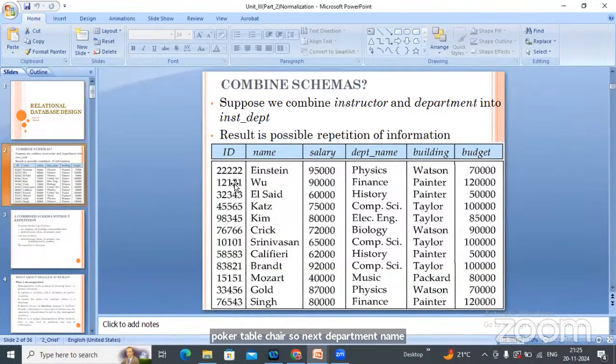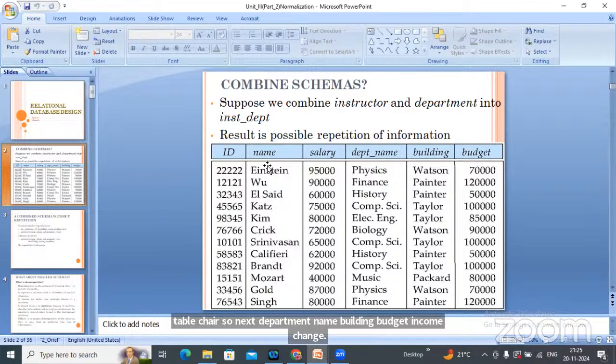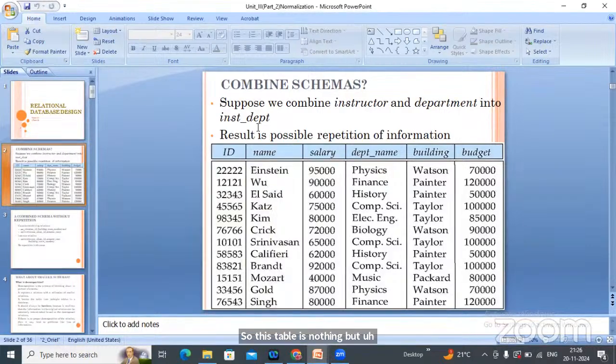So this table is nothing but the student table or employee table name, and this table is department. Okay, department name, building, budget comes under. So this can be considered as an instructor and department table. So possibly the result will be like this.